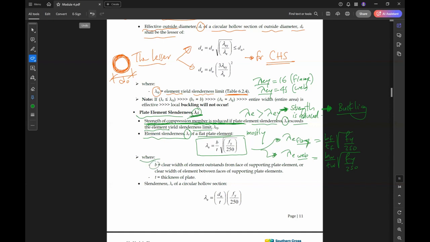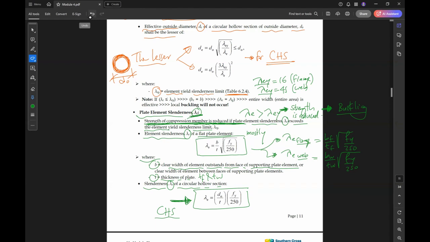Where again B is the clear width of the element outstand from the support. So this is the width of the flange or the depth of the web. T is the thickness of the plate, or mean thickness of flange, or thickness of web. The slenderness lambda E of a circular hollow section can be calculated using this formula. So the special case only for all the steel sections is the circular hollow section.